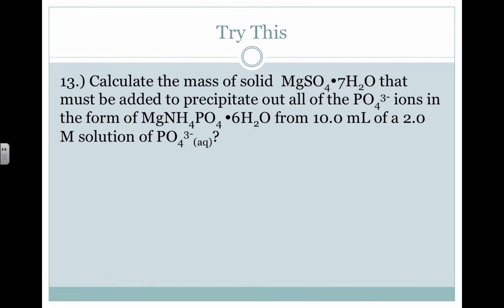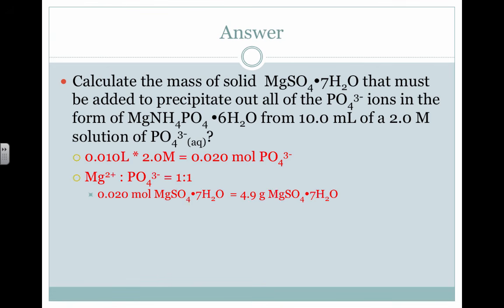Here's another example. Again, pause the video, work through the problem, and when you return, I'll reveal the answer. Welcome back. You should have determined that 4.9 grams of magnesium sulfate heptahydrate are necessary to precipitate out all of the phosphate ions from this solution.